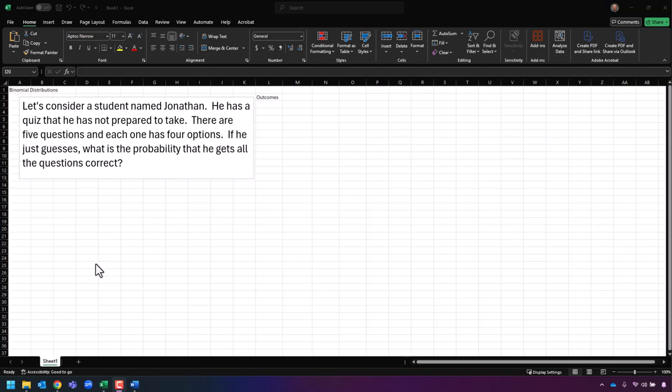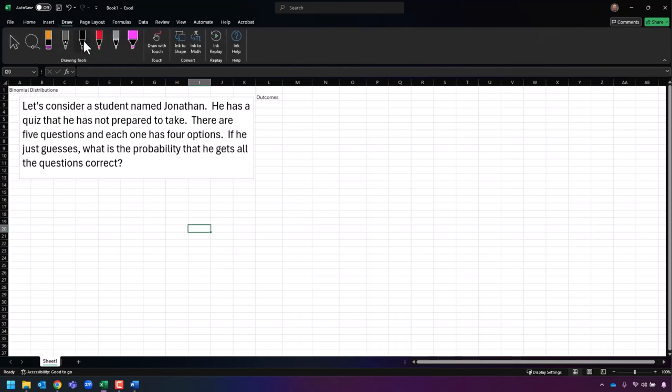There are 5 questions on the quiz, and each one has 4 options. And I'm going to make the assumption here that only one of these is true, just to make things simple. If he just guesses, what is the probability that he gets all the questions correct? Now, that question isn't necessarily super crazy, but it's a good jumping off point for discussing this.